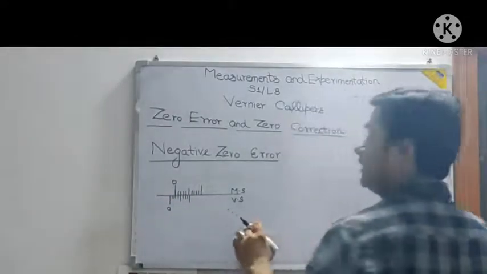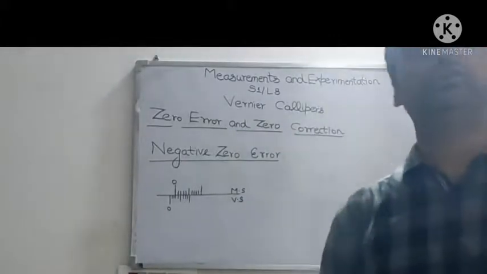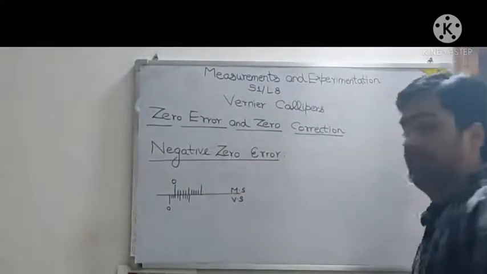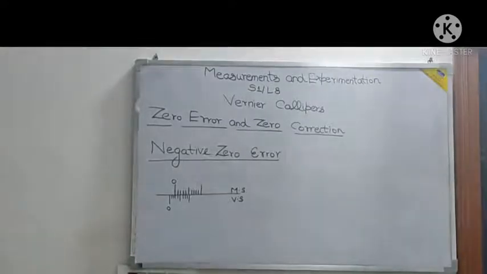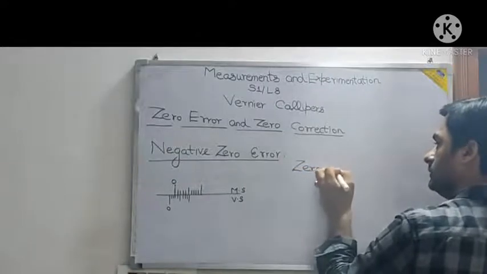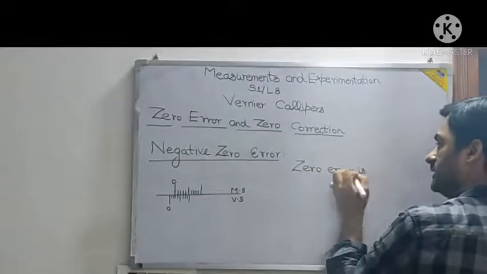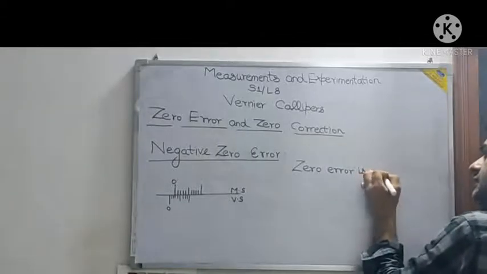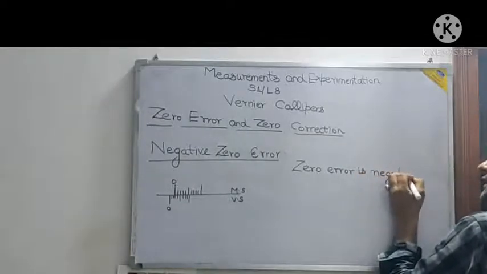So the zero of the vernier scale will lie on the left of the zero of the main scale. So it is called what? The condition of negative zero error. Now, here the zero error is negative. Zero error, this you write in the copy: zero error is negative.